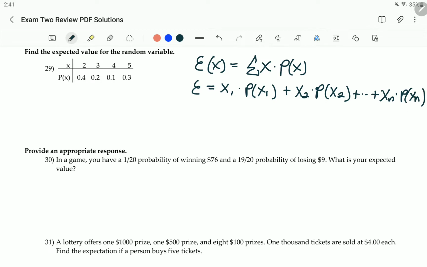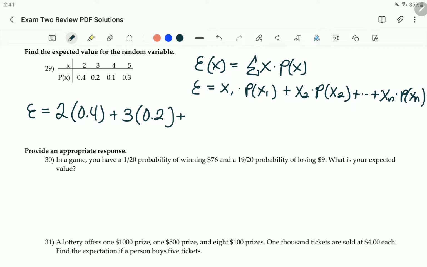All right. To find the expected value for this random variable, which is this table, our expected value will equal E is event 1, x1 is 2. And we're timesing the 2 by the probability of having a 2, which is 0.4. Plus, the second numerical event is 3. And the probability of receiving a 3 in this case is 0.2.